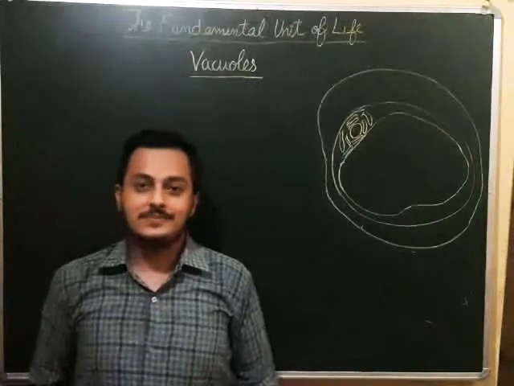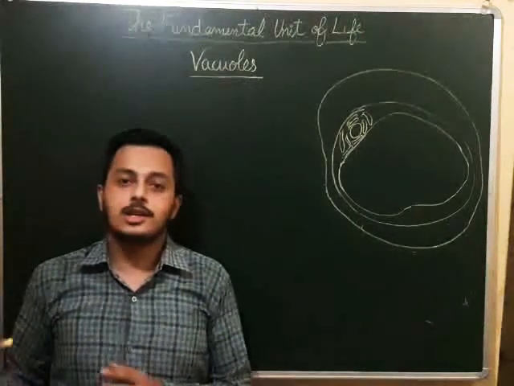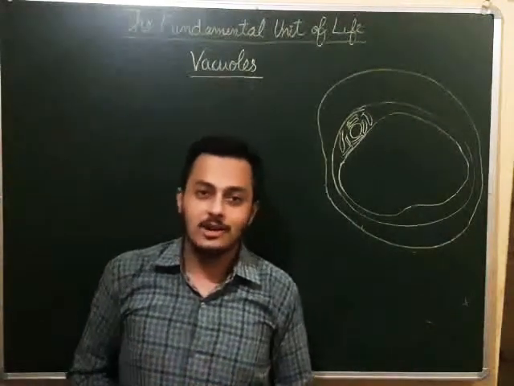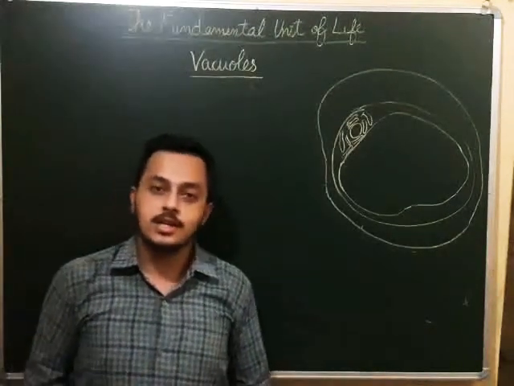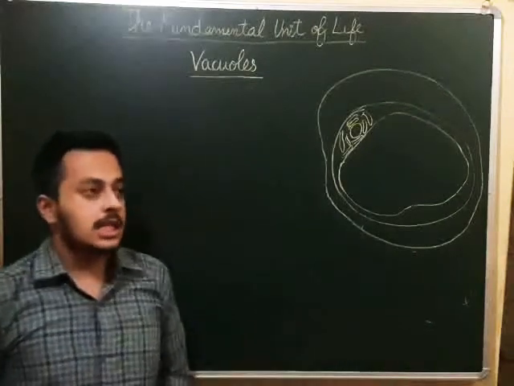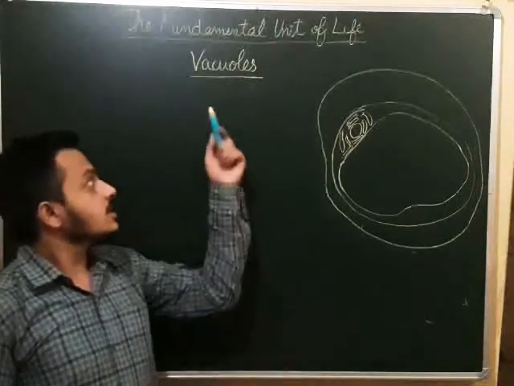Hello students. So after covering the miles, we have come to an end of the chapter. Today we will discuss some cell organelles one by one. The first we are going to discuss is the vacuole.